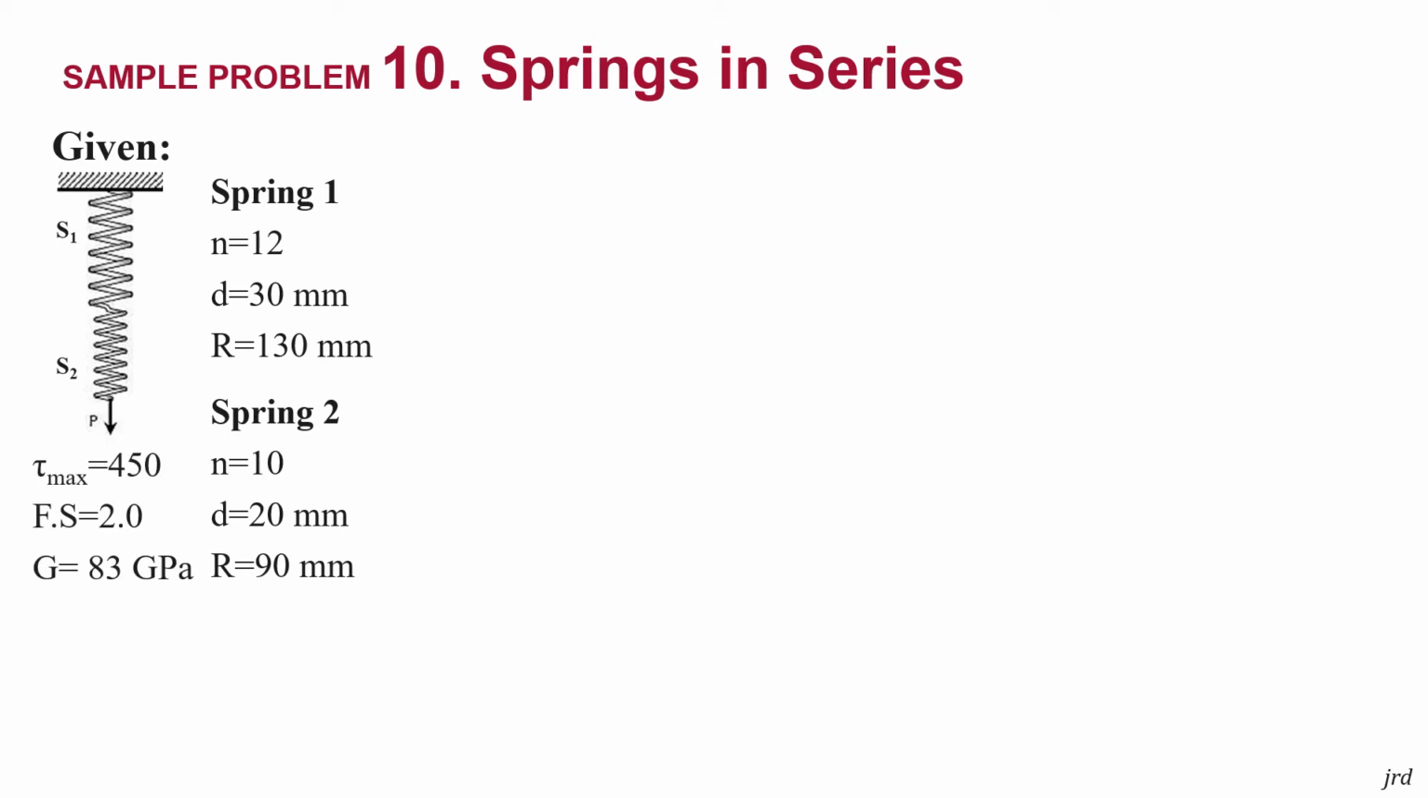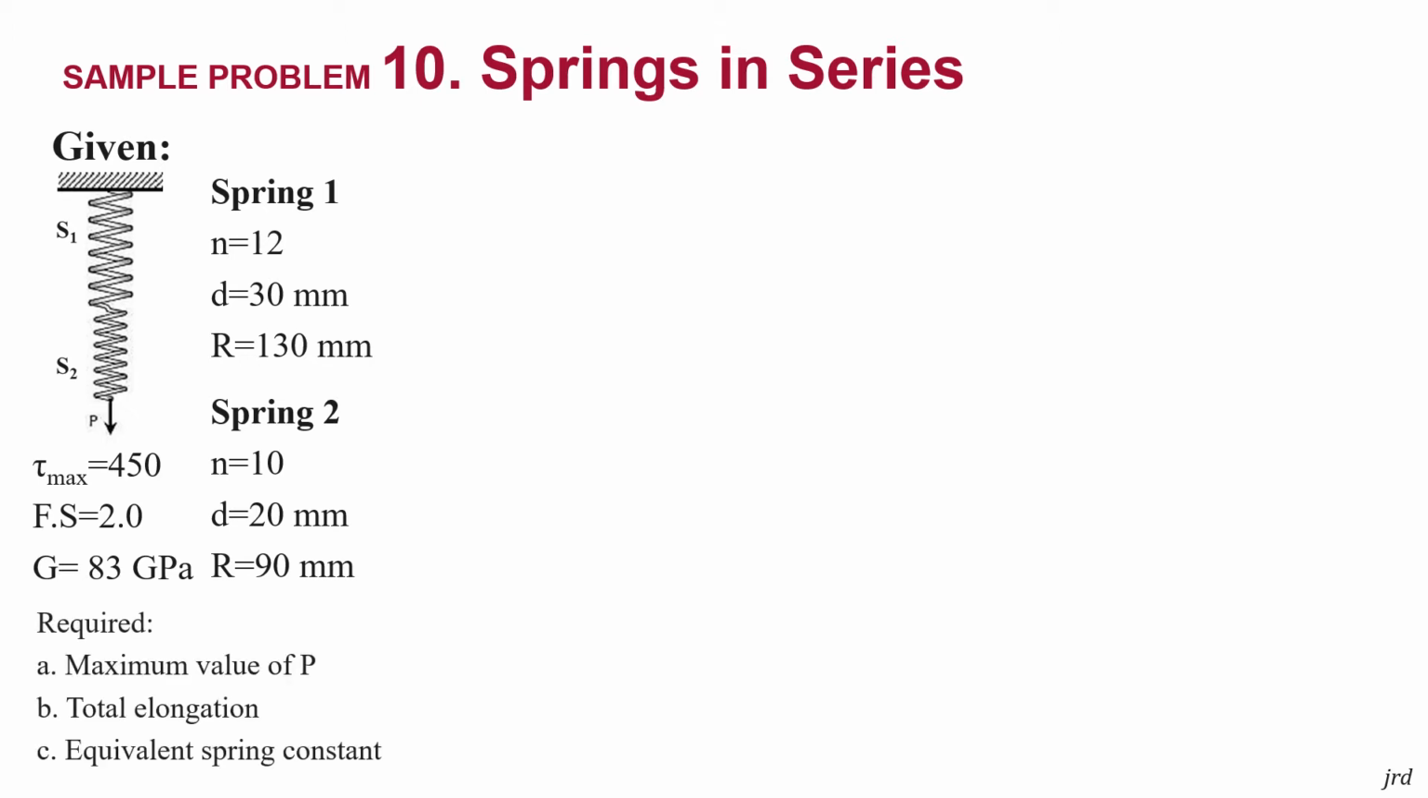Also given in the problem, the maximum shearing stress is equal to 450 MPa. The factor of safety we'll be using is 2.0 and the modulus of rigidity for both materials is 83 GPa. We're required to determine the maximum value of P, the total elongation, and the equivalent spring constant. So to determine the maximum value of P, we actually have two cases. The first case is for the first spring and the second one is for spring 2.